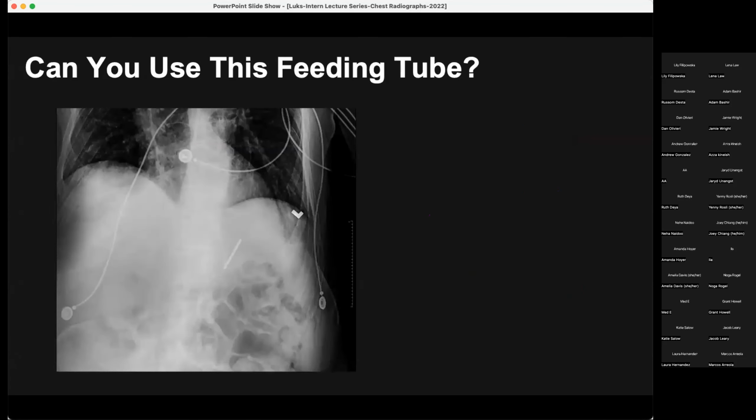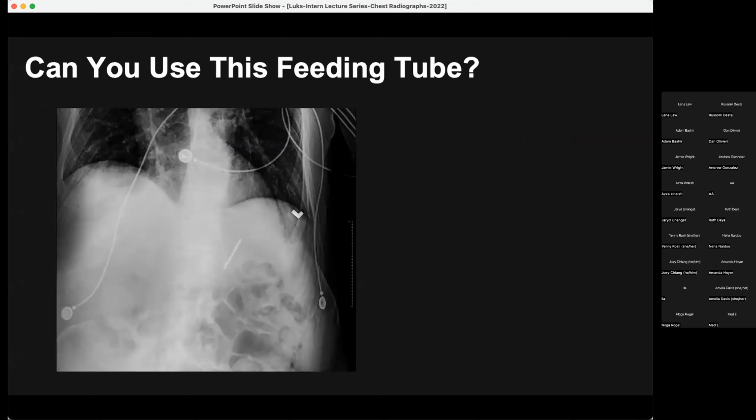So here is an example of a weighted feeding tube that's been placed in a patient, and you can see the tip there. Do you think this tube is okay to use or not okay to use? You can put your answers in the chat.